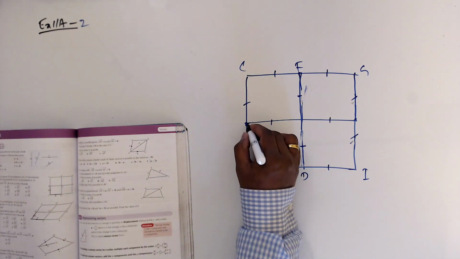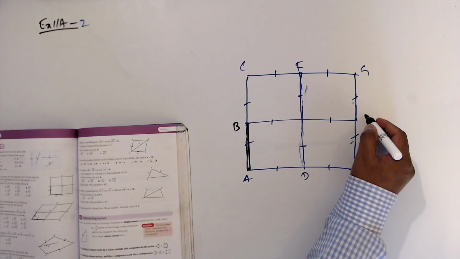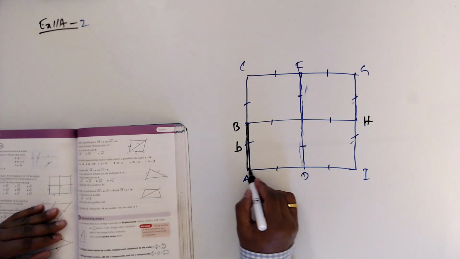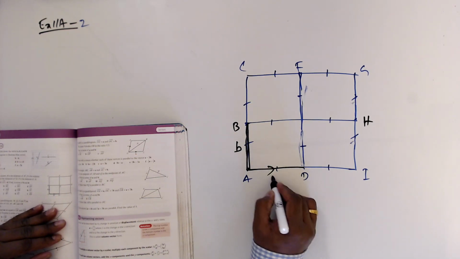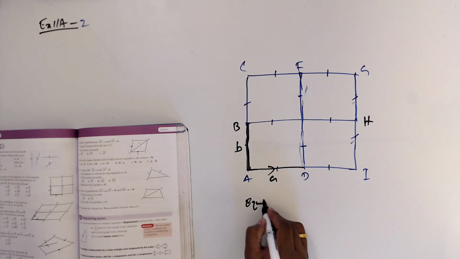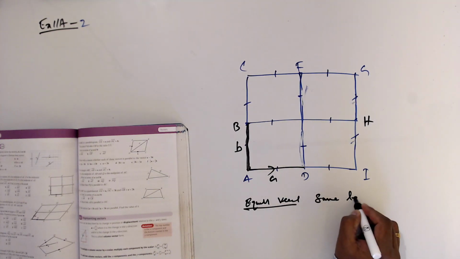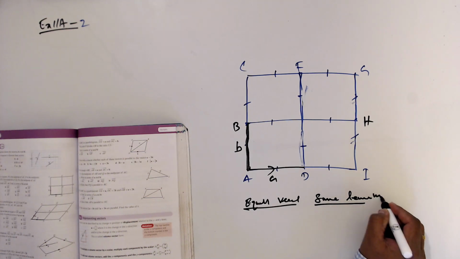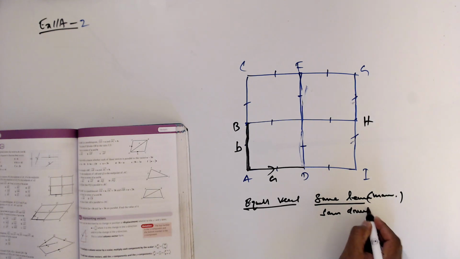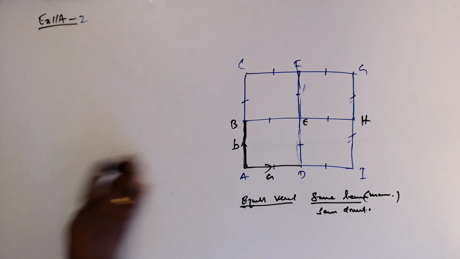Now I can see this vector from here to here. So this is B and H. This vector is B and this vector is A. Now my question is about equal vectors. What do equal vectors mean? Same length or same magnitude and the same direction. Right, let's start.